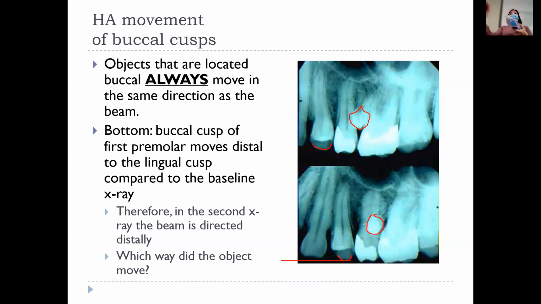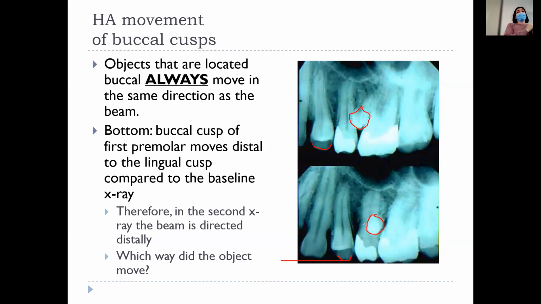It's literally like the ray coming out of the BID. It's the energy, the central ray, the particles of X-ray radiation that's coming out. It's the way that moves. So not necessarily the box, because if your beam is moving mesial, when you go to move your beam, your box is going to move in the opposite direction. So don't think about the actual movement of your X-ray tube head. Think about the central ray of your beam coming out and the way it moves.